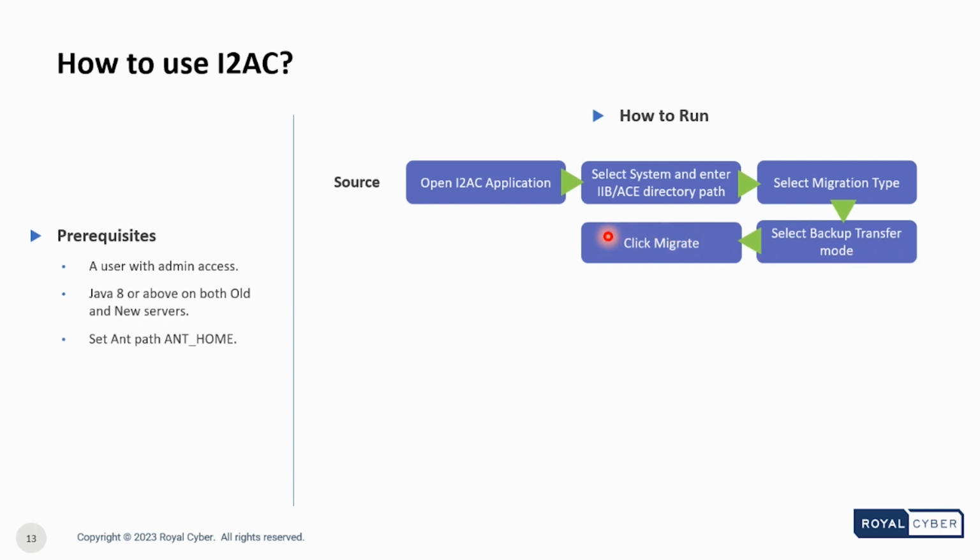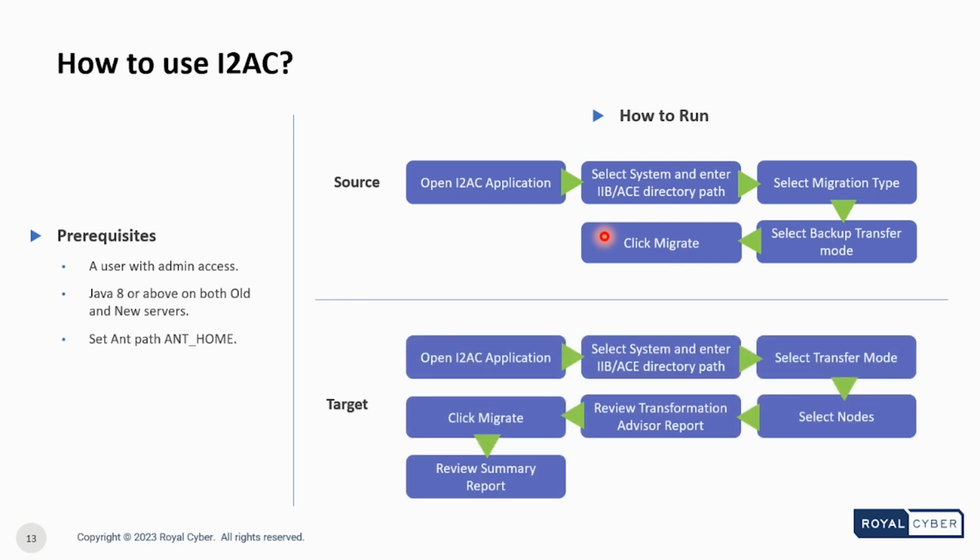So it would automatically do the job for you, take a backup of the integration nodes and servers, and keep it in the location that you've selected. Once that is done, come over to the target server if it's a different machine, right? Just do the same process. Open the app, copy the application onto that machine, open it up, select the system. In this case, you would say it's a destination server, and enter the path where ACE is running, and select the transfer mode, which says where the backups are basically.